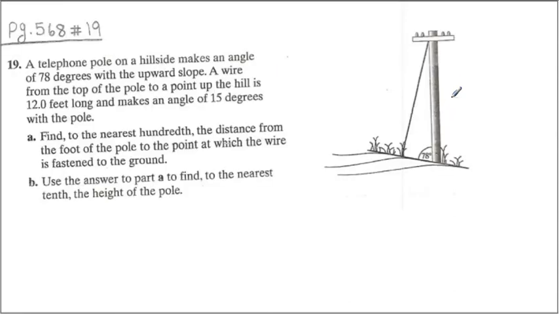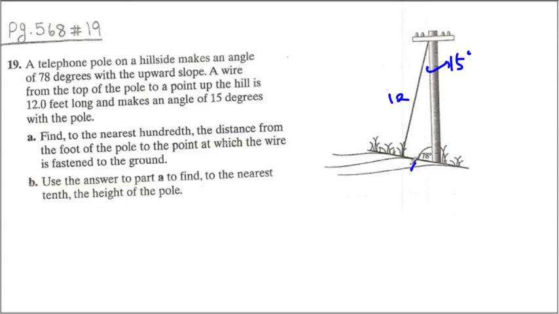Alright, let's look into this one. A telephone pole on a hillside makes an angle of 78 degrees with the upward pole. So that's a 78 right here. A wire from the top of the pole to a point up the hill is 12 feet long. So this is 12 feet. And it makes an angle of 15 degrees with the pole. Find, to the nearest hundredth, the distance from the foot of the pole to the point at which the wire is fastened.